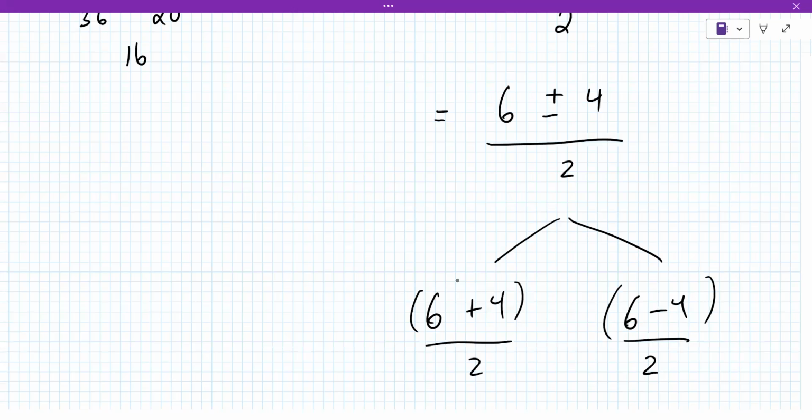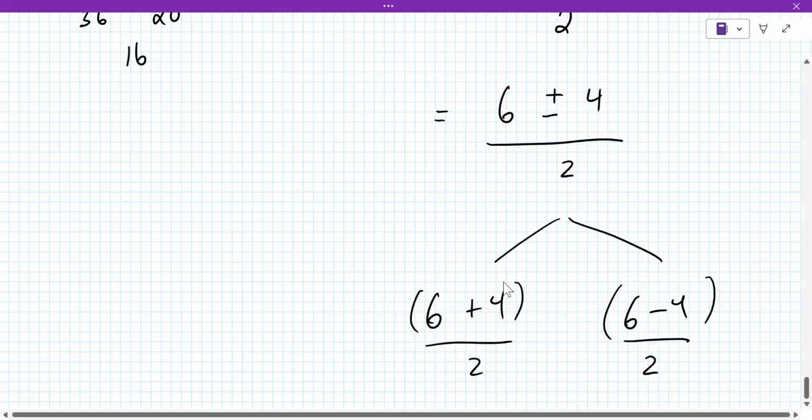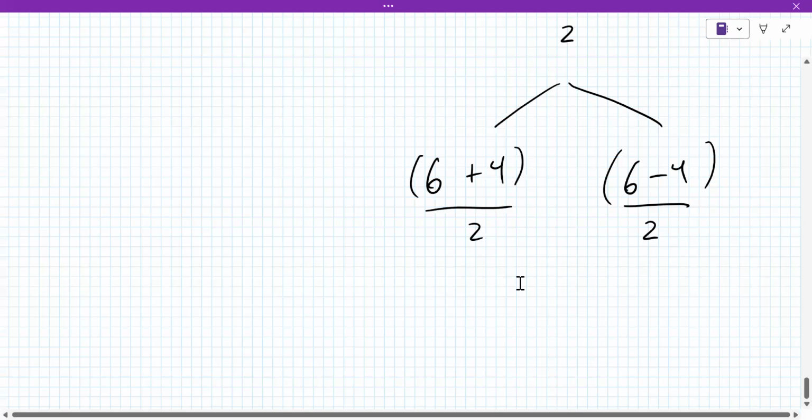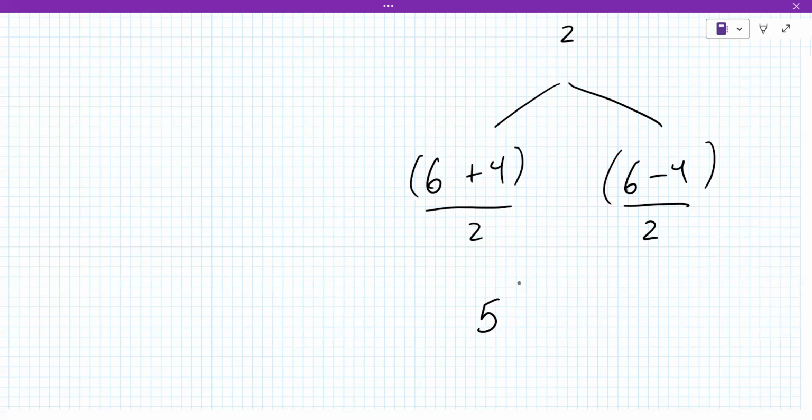Okay. And then we would divide. Well, yeah, I just heard you did that. 10 divided by 2. What does that become? 5. Okay. And then what's the other one? 1. Right. Yes. Okay.